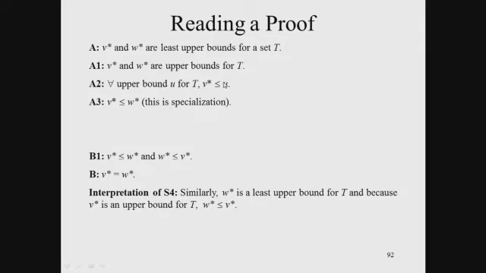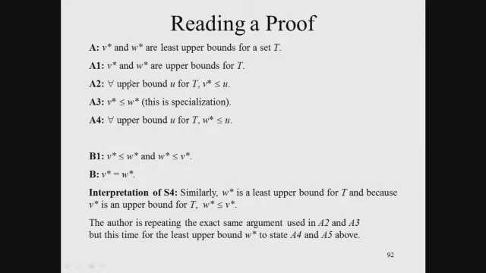This statement right here and this statement right here, but now the author is doing it for W star instead of V star. In particular, because W star is a least upper bound for T, we know that for every upper bound U for T, W star is less than or equal to U. That's the definition, part two, of a least upper bound. Again, the author recognizes the keyword for all in the forward process. And so, what technique do we want to use?